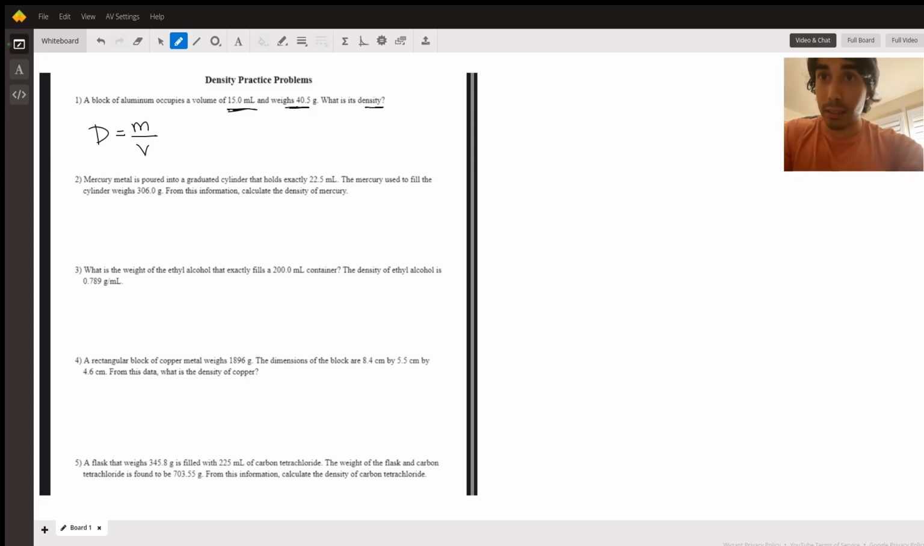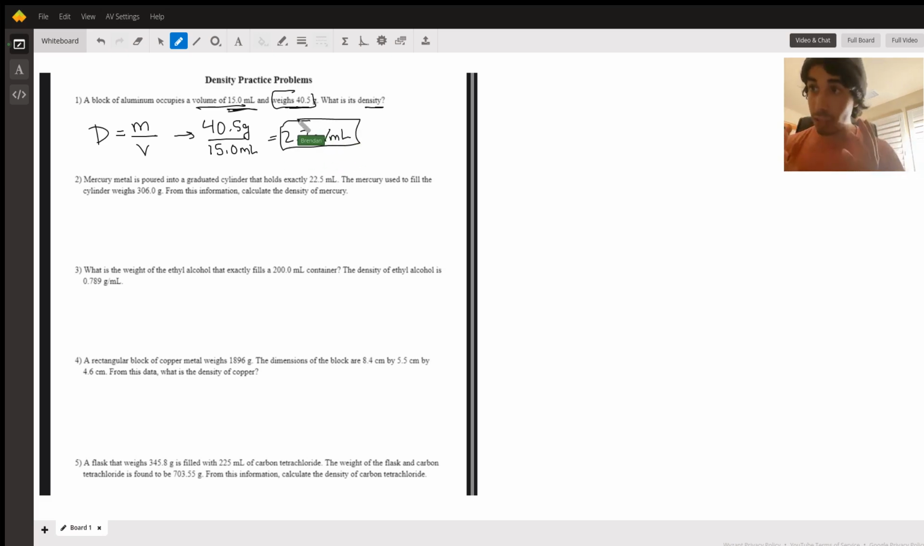So we've got a mass. Mass is how much does it weigh, right? So 40.5 grams. And then the volume right here, 15.0 milliliters. So this one is about a 20-second problem. You're going to do that division. That's it. That's your answer. So 40.5 divided by 15, that's going to give you 2.7 grams per milliliter. There's your density. Cool. That's all there is to it.